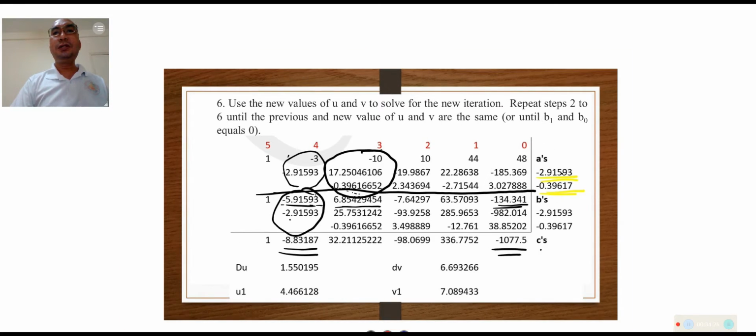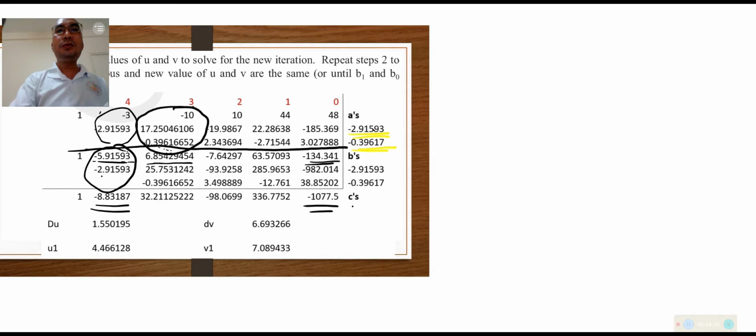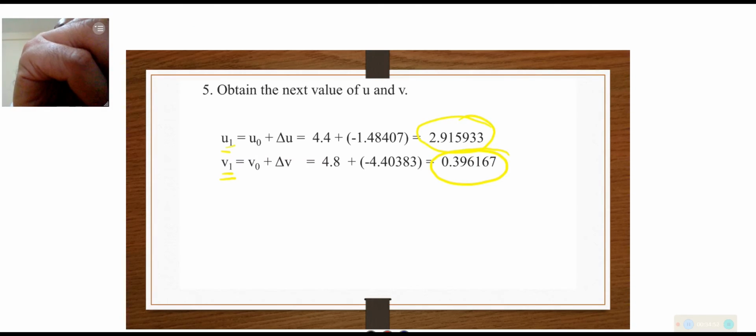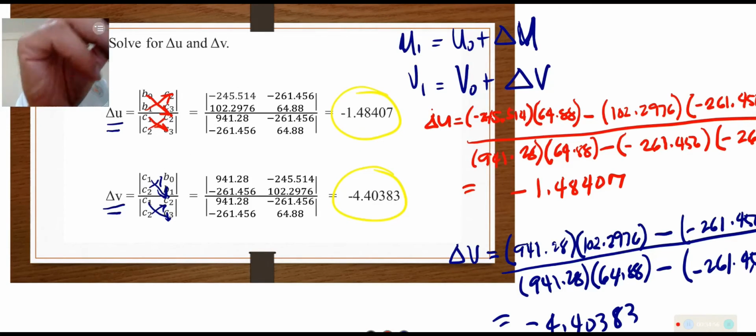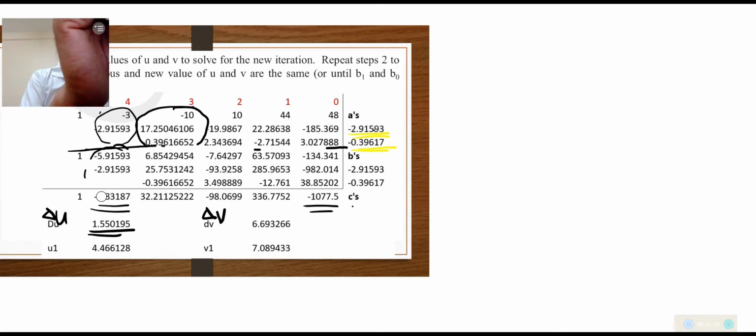And then after doing that, you again need to solve for the delta U. If you will notice here, the du refers to our delta U and the dv refers to our delta V. You need again to solve for the delta U and the delta V using this formula. We will be using the same formula, but this time, the values of your B0, B1, C2, C3 will be coming from this one, the new synthetic division answers. So now the values will be coming from here.